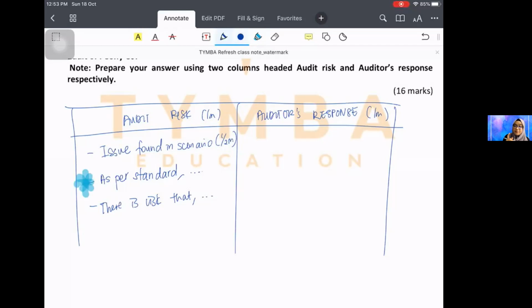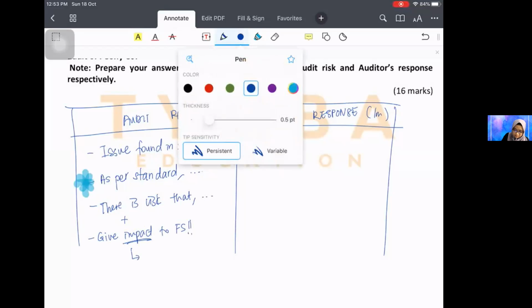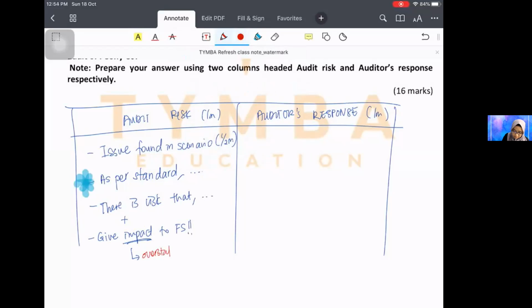And then examiners clearly highlight that if you want to get half mark, you should give impact to financial statement. These impacts can be in terms of overstatement, understatement, or materially misstated. So if you did not write any overstatement or understatement or materially misstated sentence in your answer, even though your as per and there is risk is correct, you would not get any half mark.